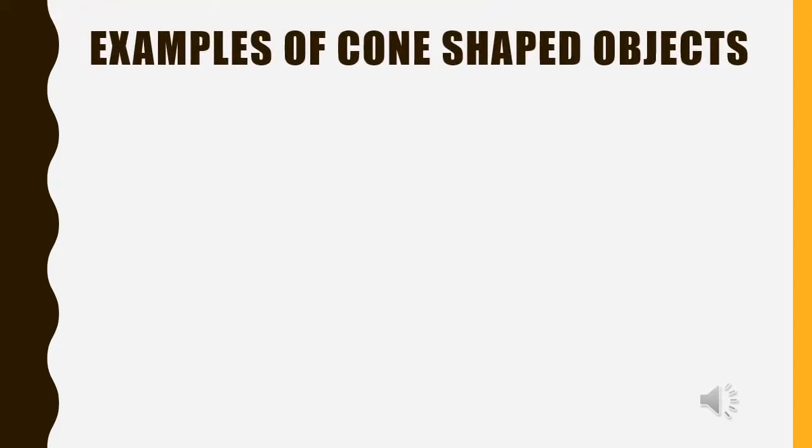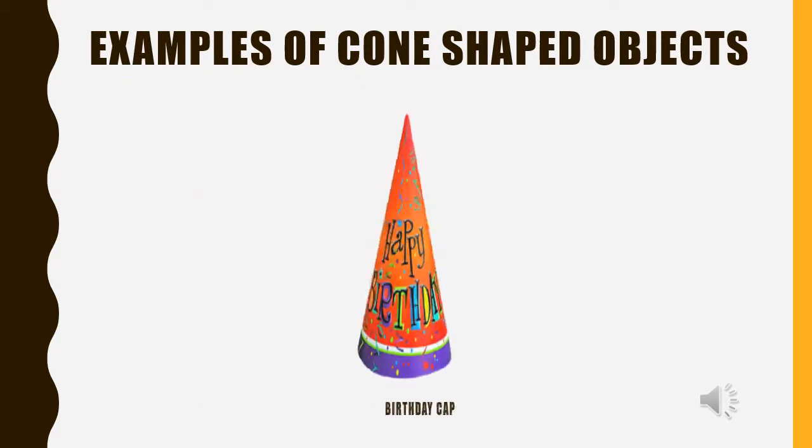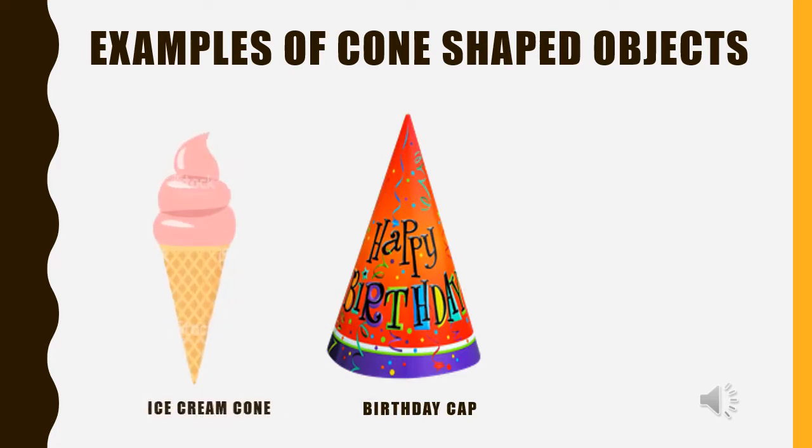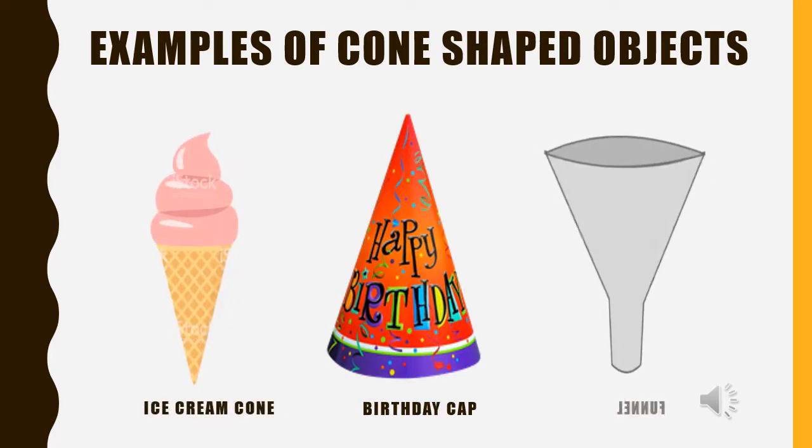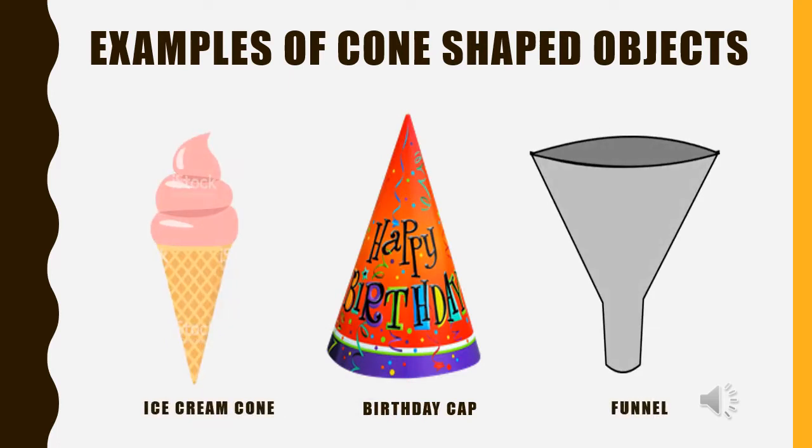Some examples of cone-shaped objects are a birthday cap, an ice cream cone, and this funnel. All these things have conical shape, or we say that they all resemble a cone.